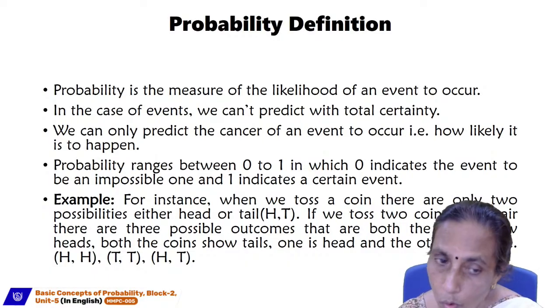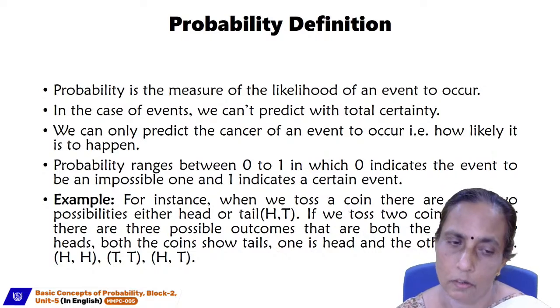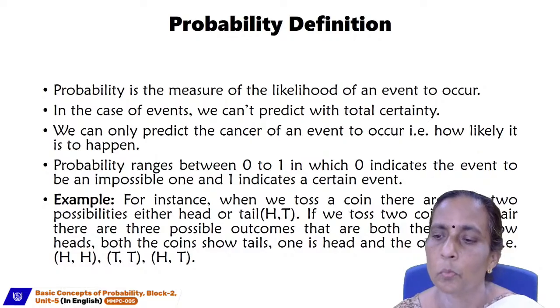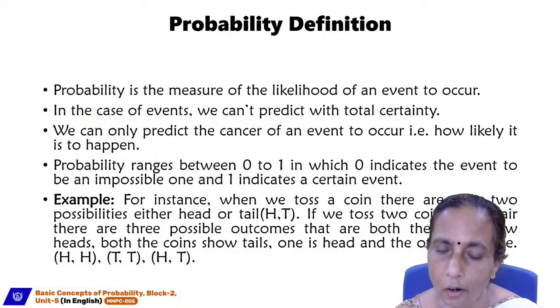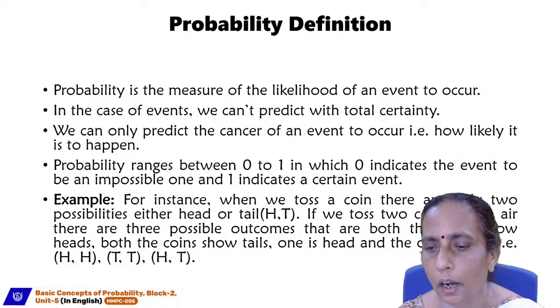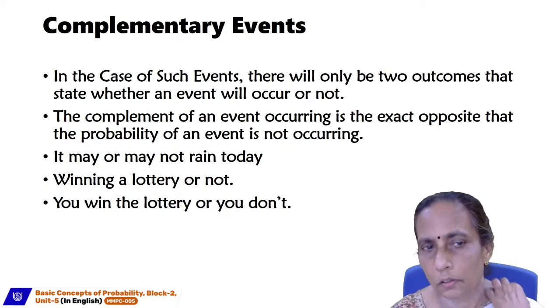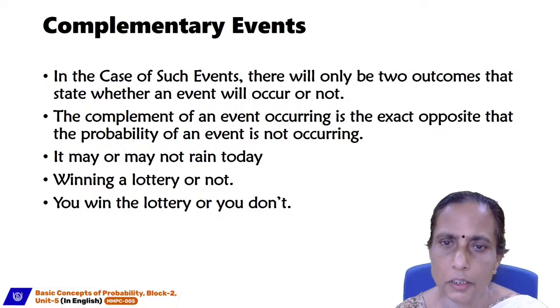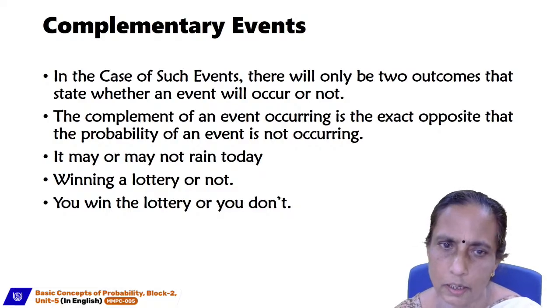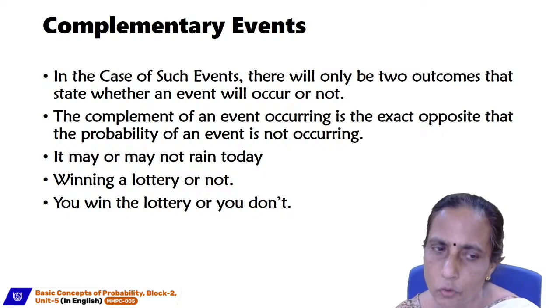But if we toss two coins, then there may be three possible outcomes. That is, maybe on both the coins head will appear, or on both the coins tail will appear, or one will be head and one will be tail. So, what may be the complementary? In case of such events, there will be only two outcomes. That is, when an event will occur or not occur. The complement of an event occurring is the exact opposite, that is, the event is not occurring.